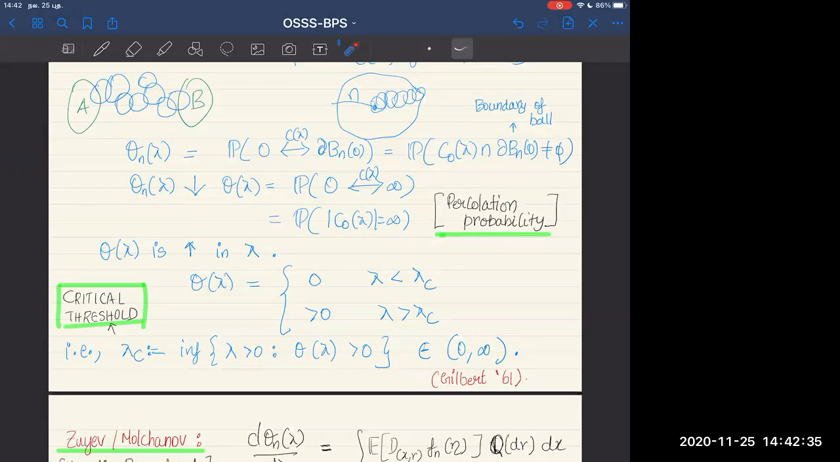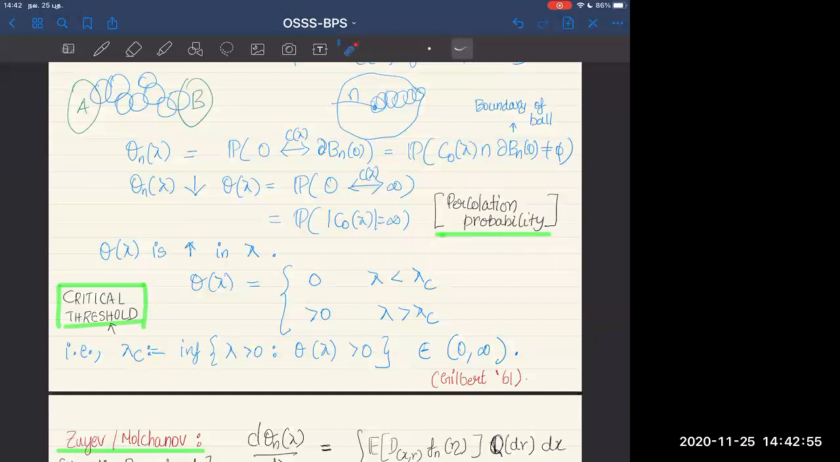And in the very first work itself, Gilbert showed that lambda c is non-zero, non-infinite. Okay, lambda c is non-degenerate. So I won't be telling you the proof of this. Many of you would know. I won't be saying anything about how one can show lambda c is finite. There are nice arguments for it.